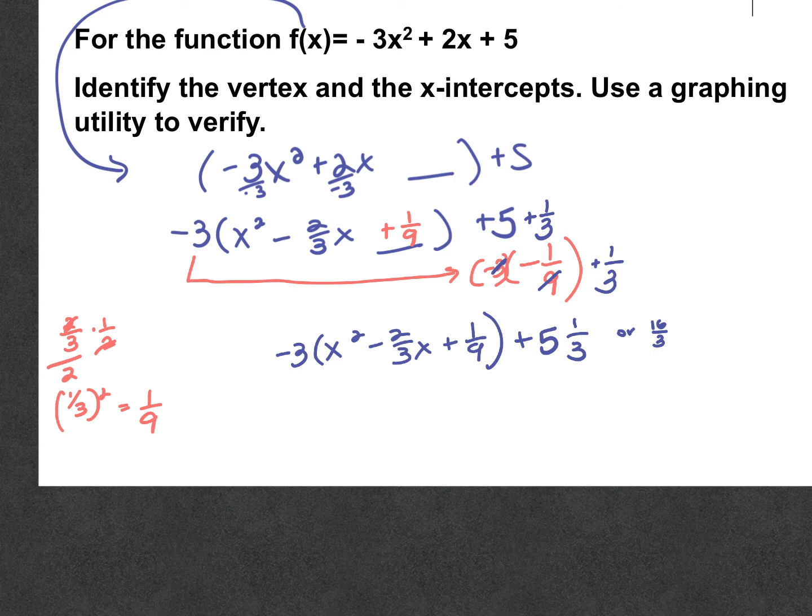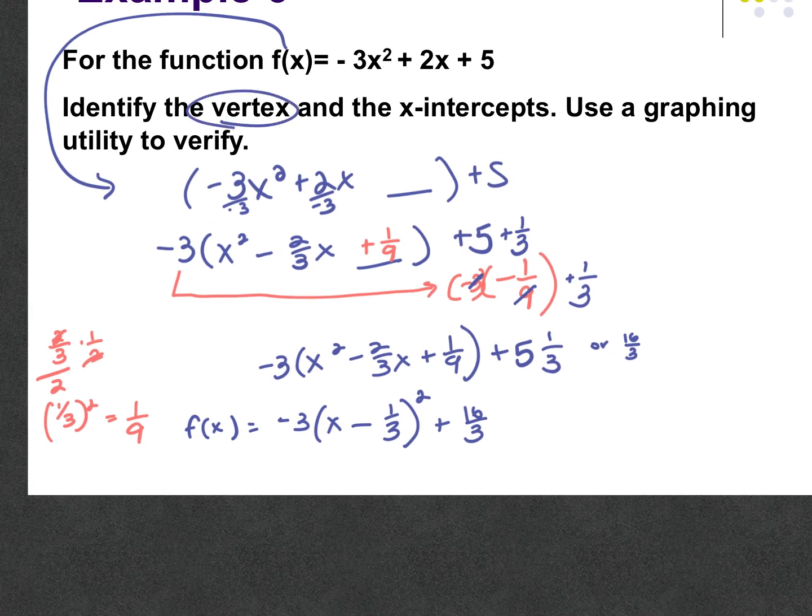Now I've got to factor it. The -3 stays on the front. I square root the first term. I square root the last term. I take the sign from the middle, put it in the parentheses and square it. And then I think WebAssign would have it like this. But that's the equation. WebAssign's going to ask you for the, I don't think you can put the mixed number in. I think it has to be improper. So this would be standard form.